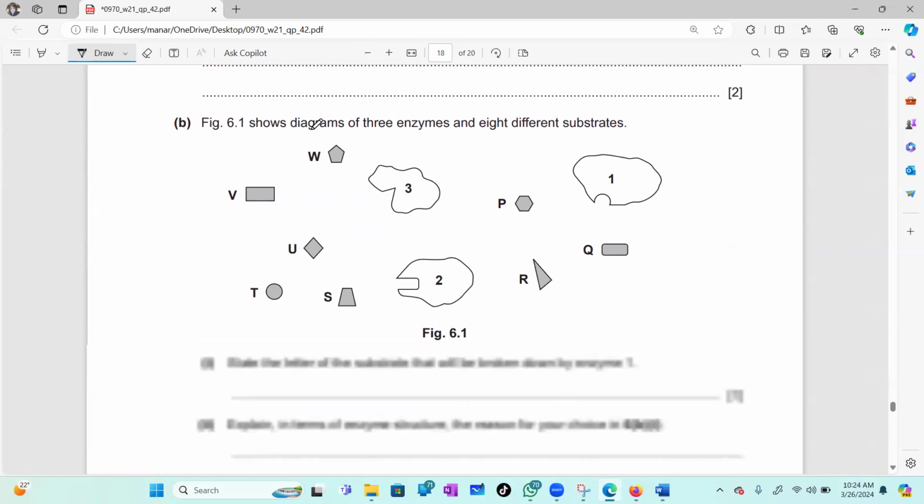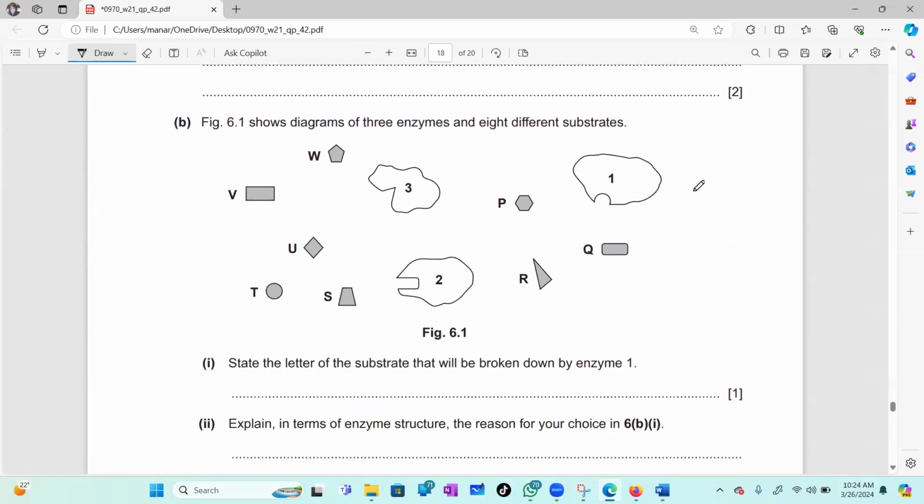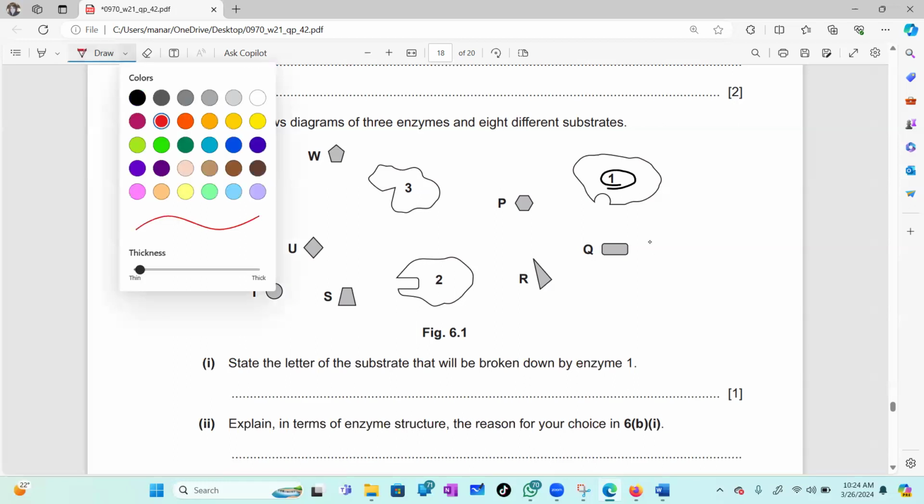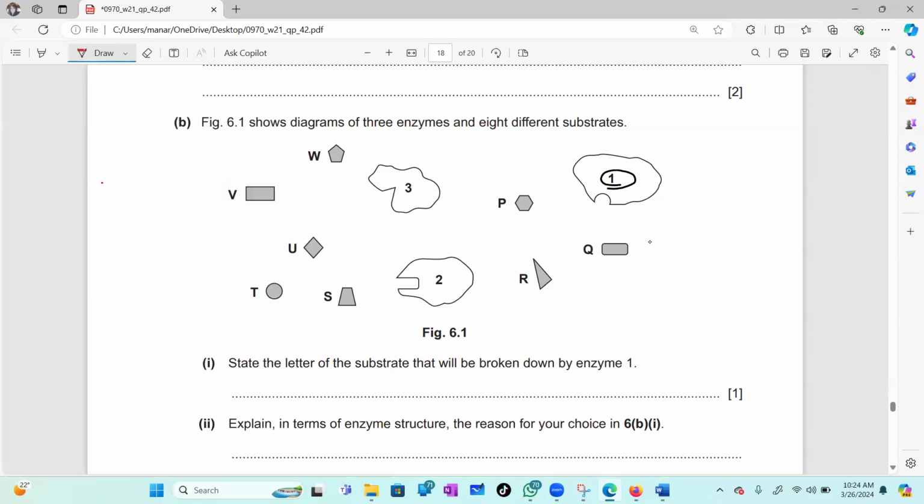Now, figure 6.1 shows diagrams of 3 enzymes and 8 different substrates. State the letter of the substrate that will be broken down by the enzyme. Enzyme 1 can join to which substrate? V or T, W or T? T. That was the only one that can join with the enzyme.